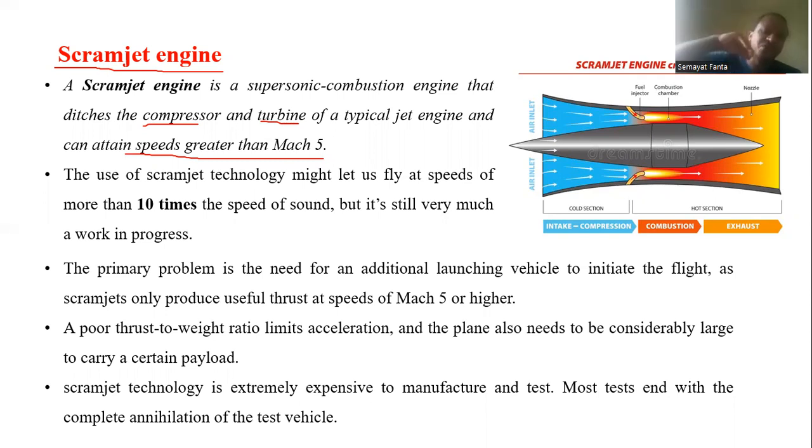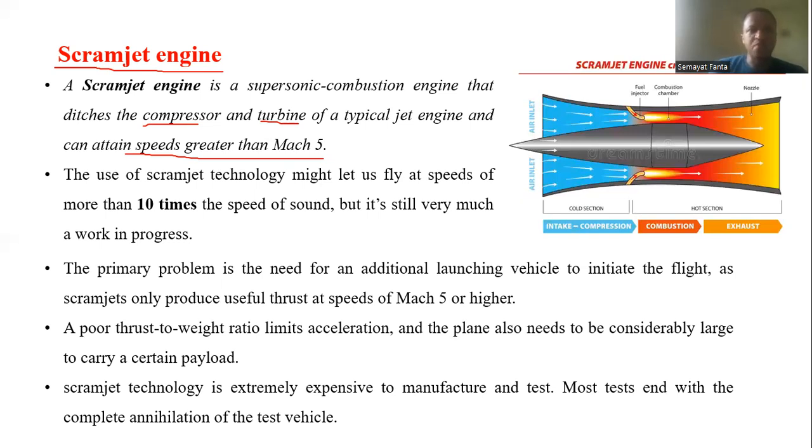Okay. But the primary problem of the scramjet engine is that it needs an additional launching vehicle to initiate the flight, as a scramjet only produces useful thrust at speeds of Mach 5. So to attain that speed, we need some additional launch vehicles. Okay, so that is the weak side of scramjet. A poor thrust weight ratio, which limits acceleration, and the plane also needs to be considered large to carry certain payloads.